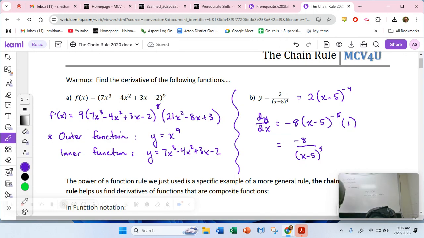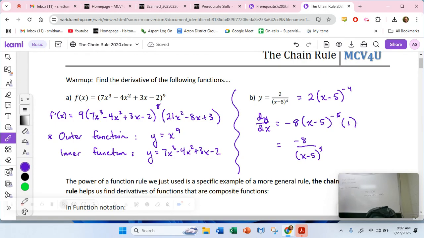Look, here's another composite function. Inner function, x minus 5. Outer function, 2x to the power of minus 4. You guys convinced you've already been doing derivatives of composite functions? Yeah. So what have we been doing the lesson for today?